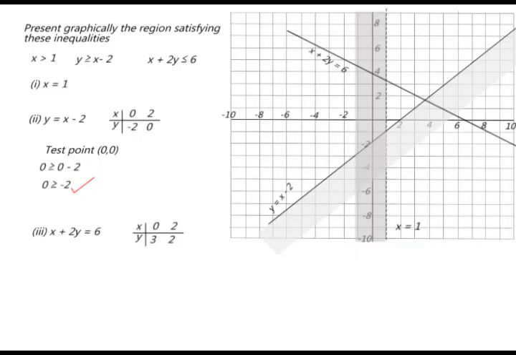Now, where do we shade? We take the test point 0, 0. We substitute: 0 plus 2 times 0 is less or equal to 6. 0 is less or equal to 6. This is true. And so the point 0, 0 lies on the wanted side of this line. We shade the upper side. This unshaded region is the required region. This region satisfies all the 3 inequalities simultaneously.